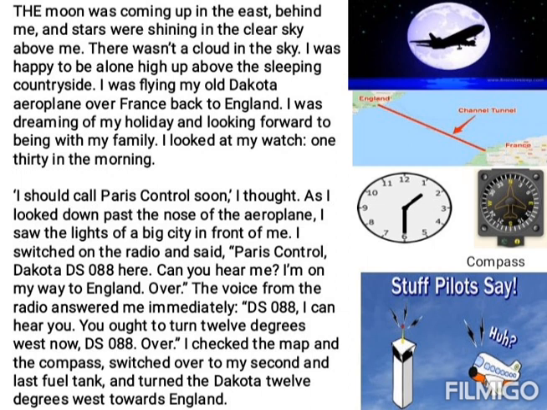Coming to the second paragraph: I should call Paris control soon, I thought. As I looked down past the nose of the aeroplane, I saw the lights of a big city in front of me. I switched on the radio and said, Paris control, Dakota DS-088 here. Can you hear me? I am on my way to England. Over. The voice from the radio answered me immediately. DS-088? I can hear you. You ought to turn 12 degrees west now, DS-088, over. I checked the map and the compass, switched over to my second and last fuel tank and turned the Dakota 12 degrees west towards England.